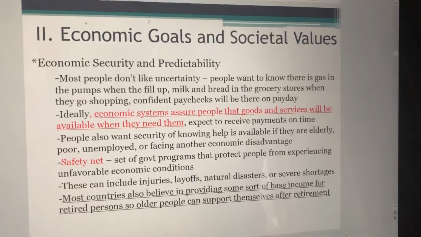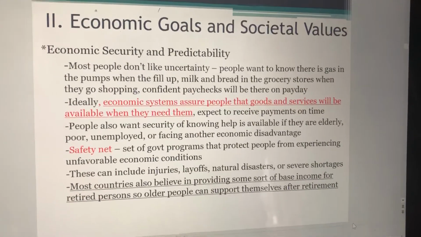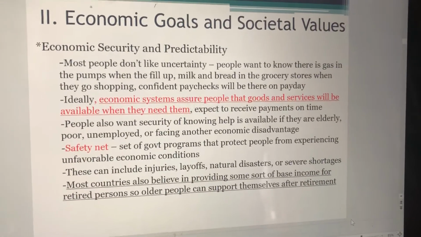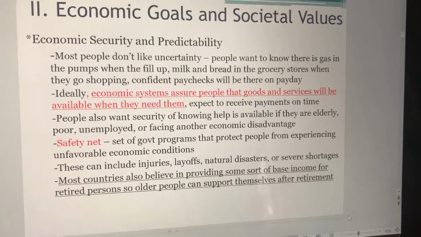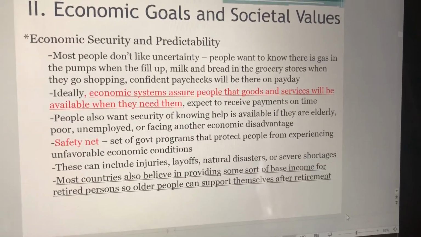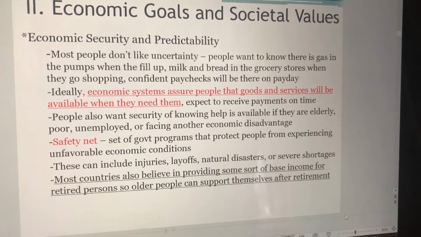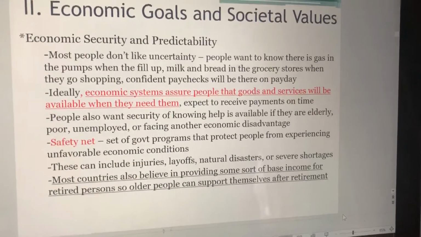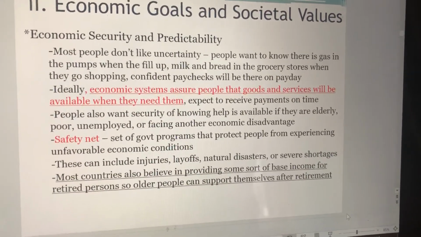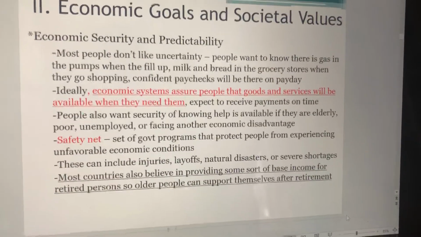So in normal times, we can go to the store with no problems. The gas pumps are full, the stores are full of food, right? So, that's economic security, right? It assures the people that goods and services are available when we need them, okay? It also means, if you get paid every 2 weeks, direct deposit, it goes into my bank account every 2 weeks. It's predictable, okay?